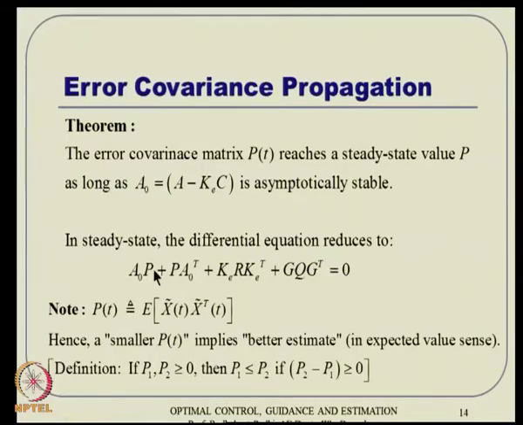So in steady state the differential equation reduces to something like this. Then note a comment here that P of t by definition is something like this, and hence a smaller P of t implies a better estimate. The error covariance matrix is smaller, so the estimate is better.